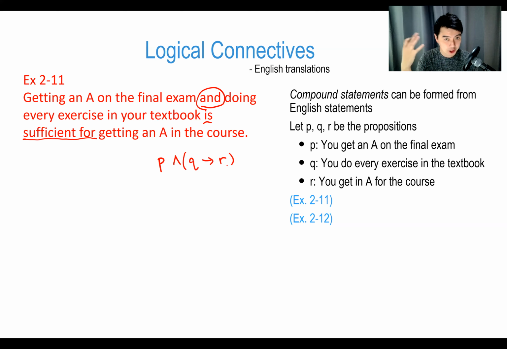A lot of it is your judgment. You have to understand what this English statement is trying to say. Is it saying that you already got an A on the final exam and there's a rule that doing every exercise in the textbook is sufficient for getting an A in the course? I don't think so. I don't think that is what is trying to be conveyed here. Instead, I think what is trying to be said is if you get an A on the final exam and you do every exercise in the textbook, then you can guarantee the A. You have to do both of those and then you guarantee the A in the course.